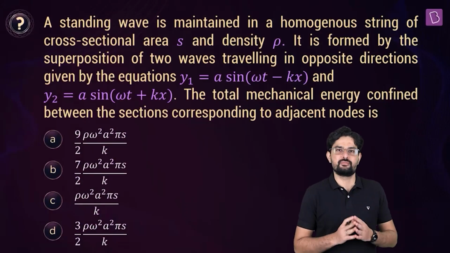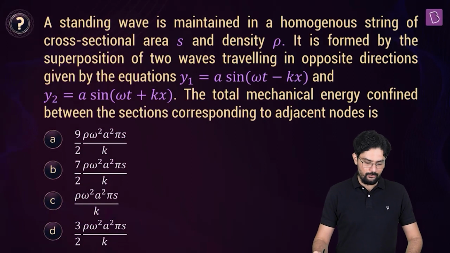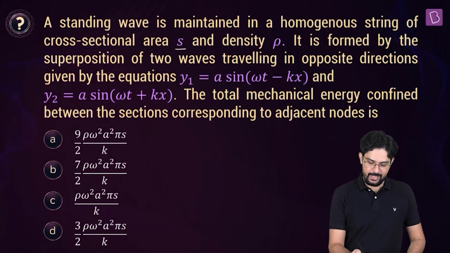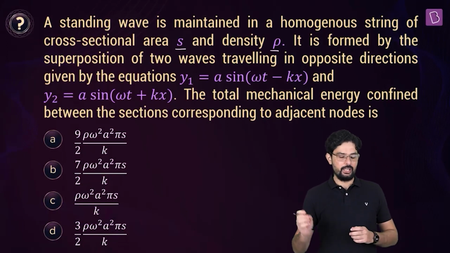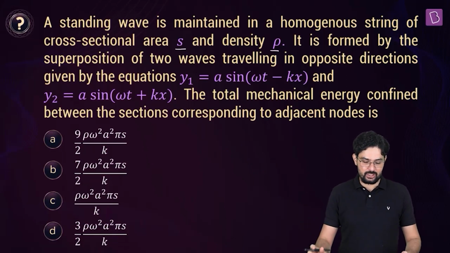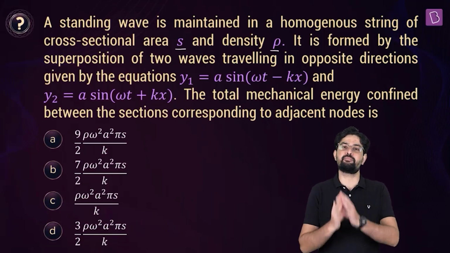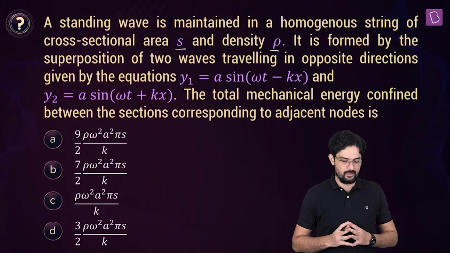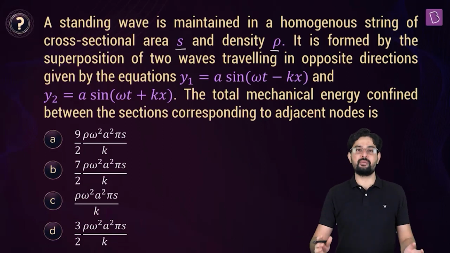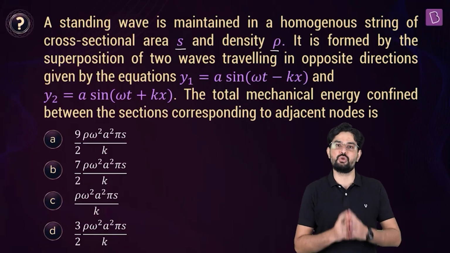According to this one, a standing wave is maintained in a homogeneous string of cross-sectional area S and density ρ. It is formed by superimposition of two waves traveling in opposite directions given by the equations a sine(ωt − kx) and a sine(ωt + kx). You have to find out the total mechanical energy confined between the two adjacent nodes.